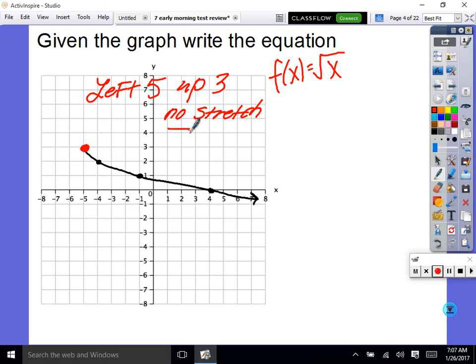So let's write this out. We have f of x is equal to this negative square root of left 5, so x plus 5, and then up 3, sign stays the same. Okay, so those are the first 4 questions on the test, writing the equation.